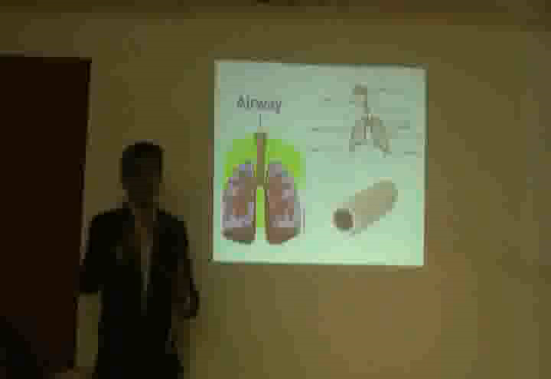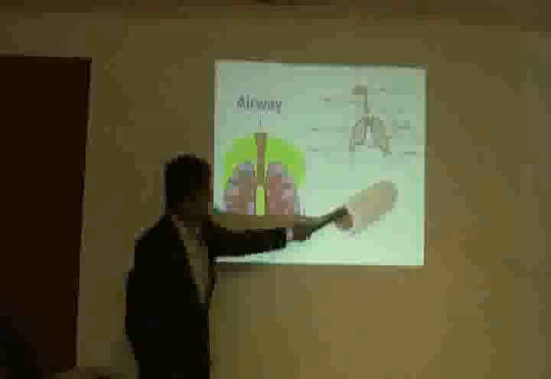This is the airway. Again, I am explaining this diagram. When you see, if I cut it from here, it looks like this. This is the normal airway. It is open like this. The pipe is open. In bronchial asthma, what happens?